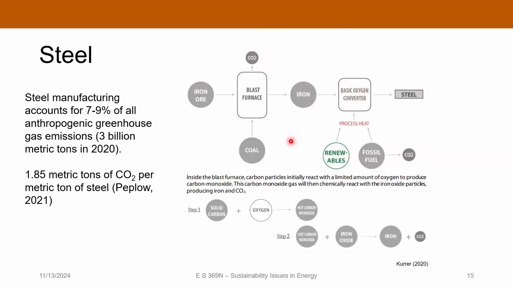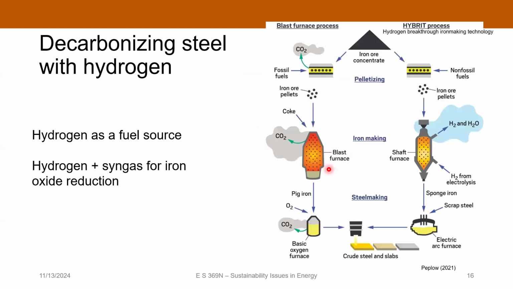So there's a couple of things going on in here. One is that the chemical reactions in the blast furnace produce CO2. You're also using energy to heat the blast furnace and also the oxygen converter. So there's a couple of steps here where you could use hydrogen. You can certainly use it as a fuel source for heating these things. But there's actually another place where you can use hydrogen in the chemical reactions that happen here.